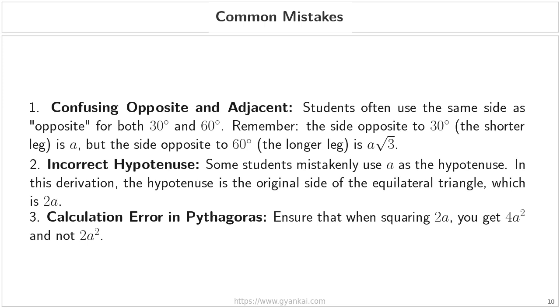Finally, watch out for simple algebraic errors when using the Pythagoras theorem, specifically when squaring terms. When you square 2a, you must remember to square both the coefficient and the variable, which gives you 4a squared, not just 2a squared. Keep these points in mind, and you will find that working with these trigonometric ratios becomes much more reliable.